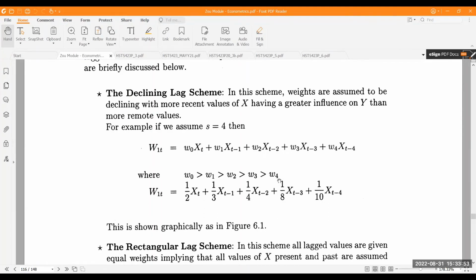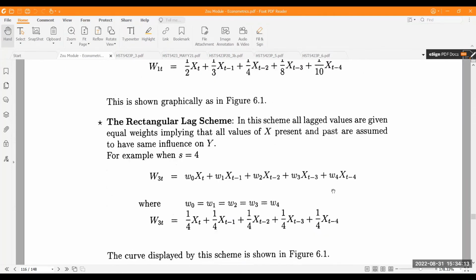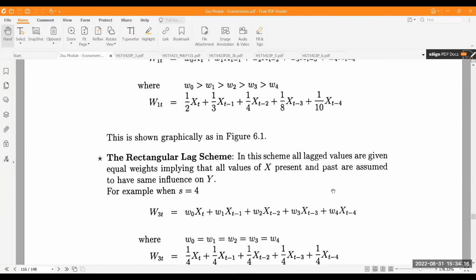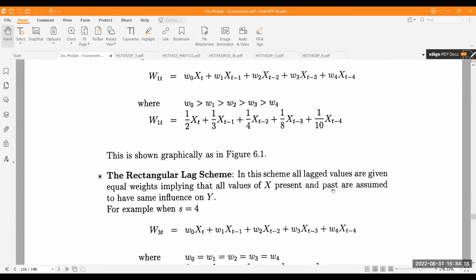It's not simple. An example, we can have my lag scheme on a half, one third, one quarter, one eighth, one tenth. So it's declining lag scheme. It's not simple, my friends. So far, so good. Okay. So the declining lag scheme, graphical, my weight, that's the kind of lag scheme.